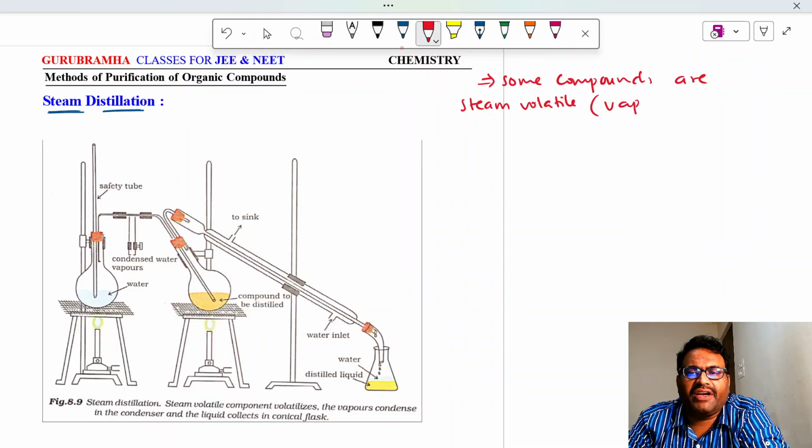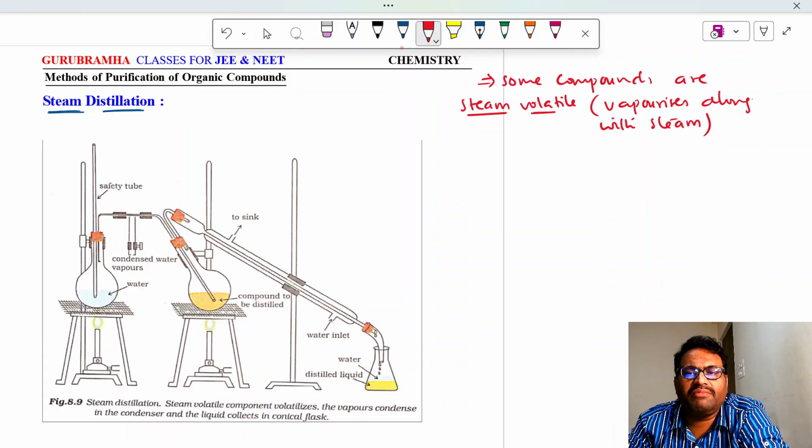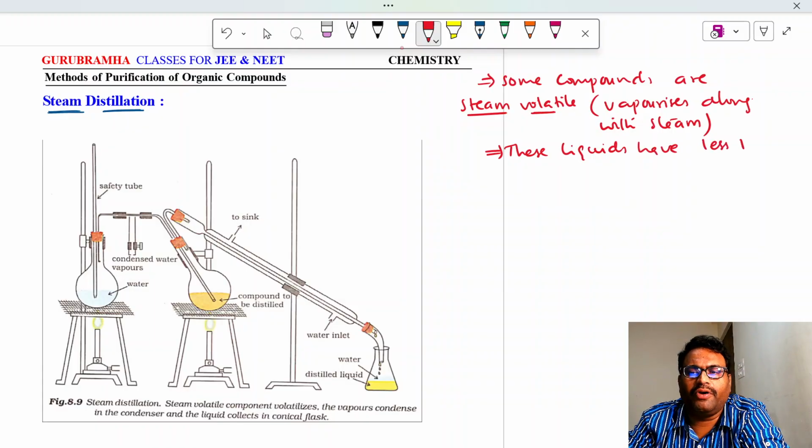They vaporize along with steam, and those are called steam volatile. Already we know that volatile liquid means having less boiling point. So these liquids have less boiling point.